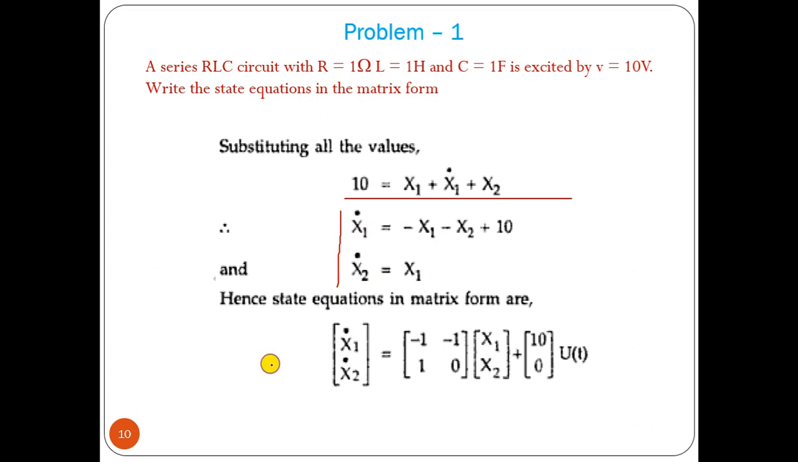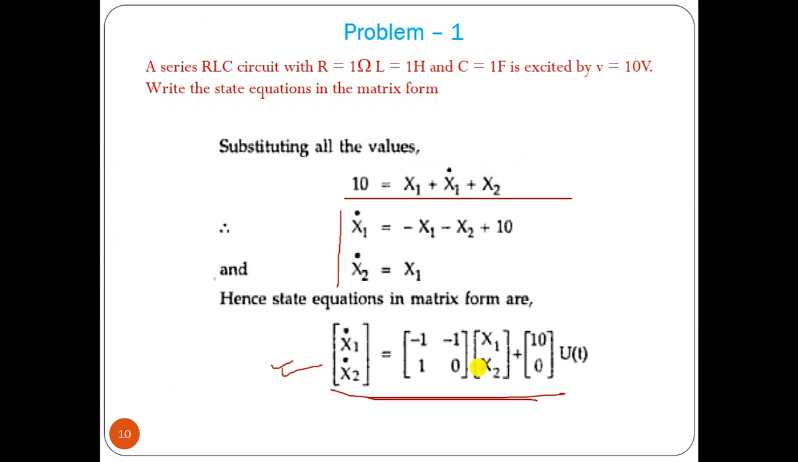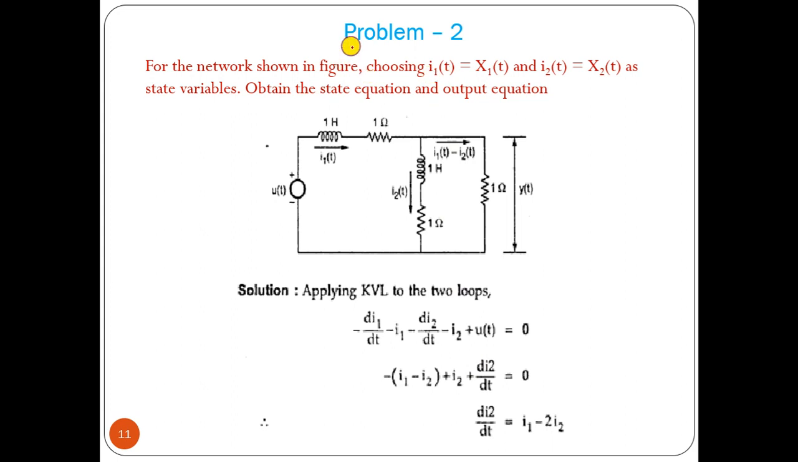So from that we can write it in matrix form: minus 1, minus 1, 1, 0, 10, 0. That is the matrix form. Now here we don't have to write the output equation, because where we are getting the output from is not mentioned. Now let us solve another problem. Here we have inductors only, with one inductor current I1(t), and here I1(t), I2(t).